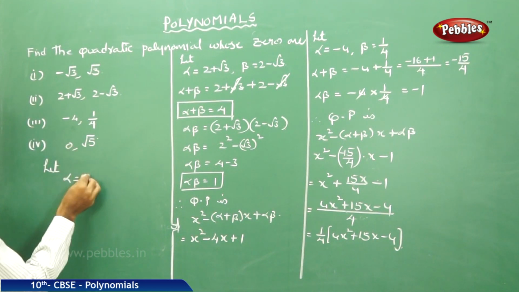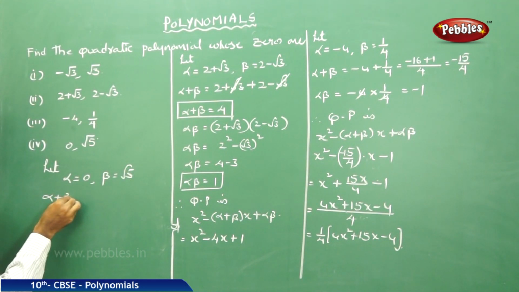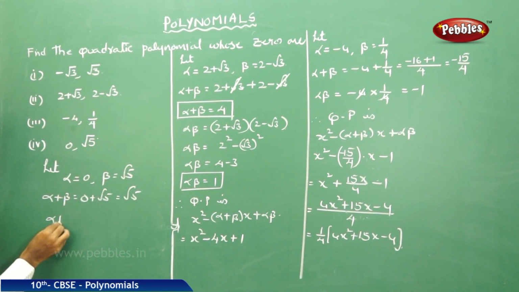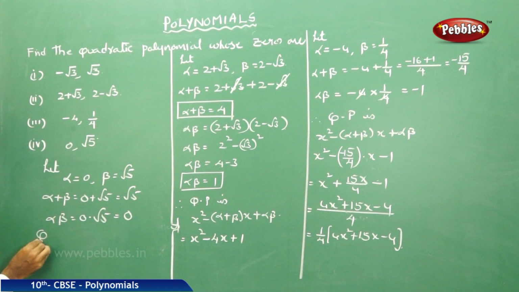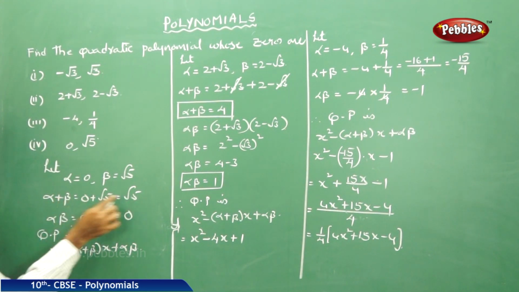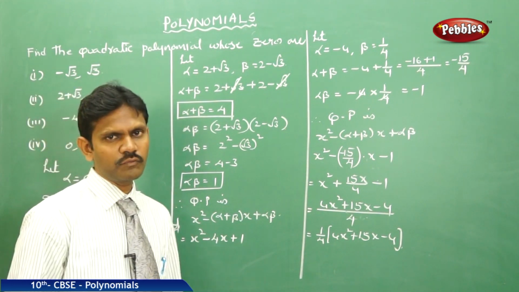Let alpha is equal to 0, beta is equal to root 5, that is alpha plus beta is equal to 0 plus root 5, which is equal to root 5. Alpha beta is equal to 0 into root 5, which is equal to 0. Therefore, the quadratic polynomial is x square minus (alpha plus beta) into x plus alpha beta, x square minus root 5 into x plus 0. Therefore, the required polynomial is x square minus root 5 into x.